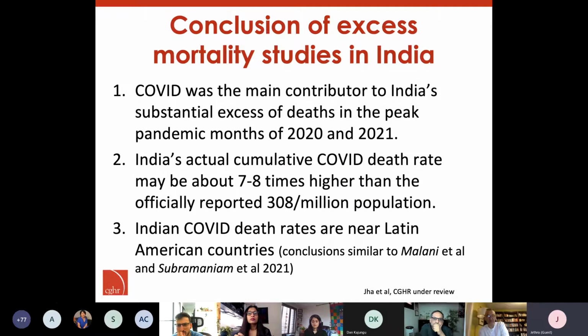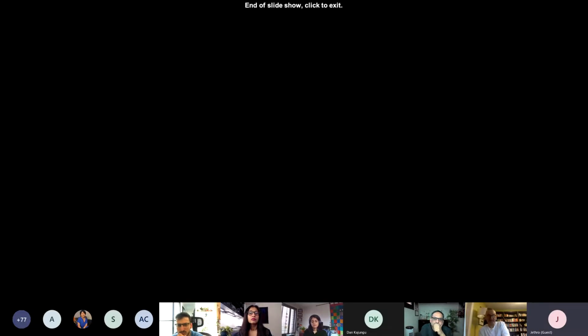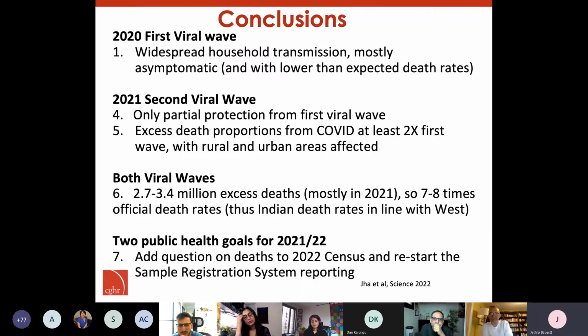So to conclude again, COVID was the main contributor to the excess mortality. The Indian death rates are probably underestimated officially by 7 to 8 times. And overall, the COVID death rates in India are close to what we see in Latin America. I'm happy to take any questions. Let me stop sharing.